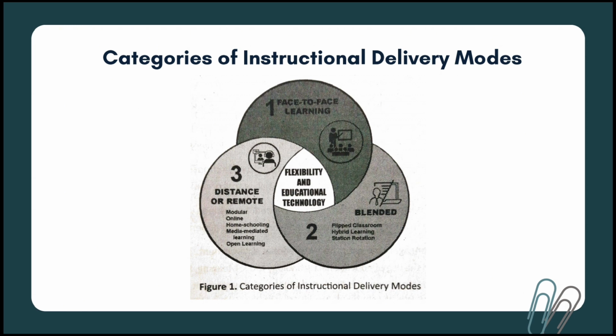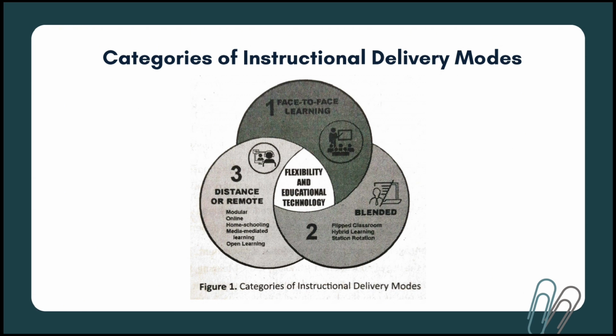The second one is blended learning. It is the merging of face-to-face instruction and computer-mediated learning environments. Under blended learning in the figure, first is the flipped classroom, where the students have the instruction online and do their activities face-to-face. The second one is hybrid learning, where students rely on both online and in-person instruction.